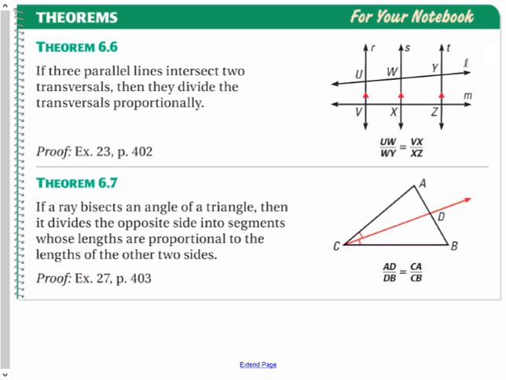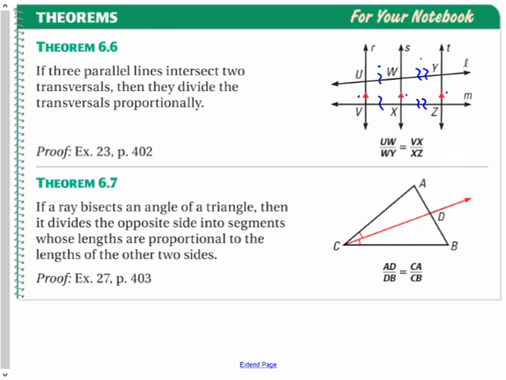Next, we've got a couple more. In this case, we've got 3 parallel lines that are intersecting 2 other not necessarily parallel lines, and how they intersect them makes these equally proportionate. So if 3 parallel lines intersect 2 transversals, then they divide the transversals proportionally. Again, notice I didn't use congruent marks, I used squiggly because they aren't equal, they're proportional. UW over WY equals VX over XZ.